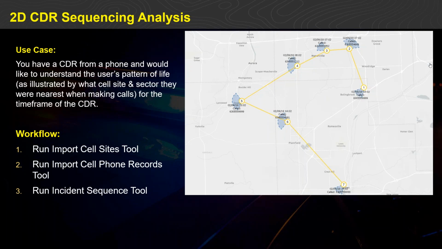So in order to run a tool like that using the cell phone analysis tools, first you bring in and render your cell towers and sectors using your import cell sites tool. Then you associate the CDR data to those layers using the import cell phone records tool. And then you simply can run the incident sequence tool on your cell towers in order to generate an output like you see here, where you've got numbered points that are representing the calls in the order in which they occurred in this CDR.